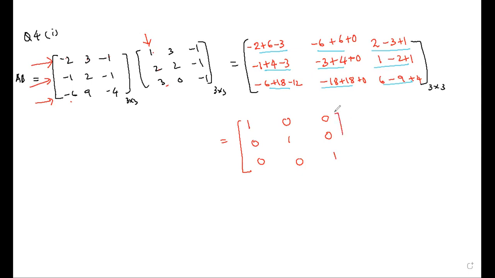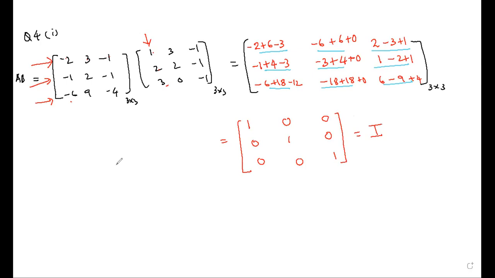All right. What do you call this matrix? Diagonal? Upper triangle? No, this is a unit matrix. When our diagonals are all 1 and all others are 0, we call it a unit matrix.